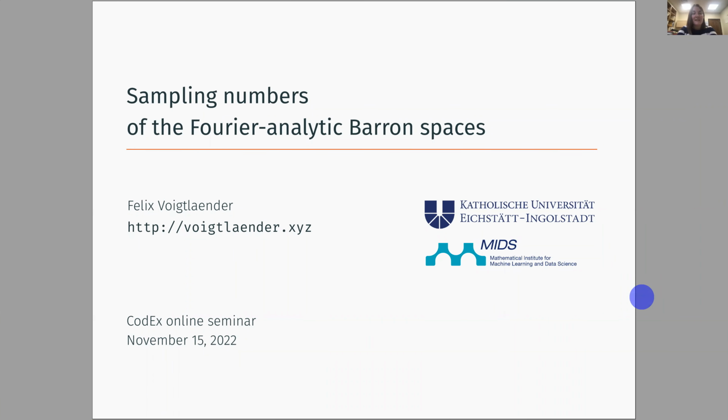Our speaker today is Felix Voigtländer, who is the professor for mathematics and reliable machine learning at the Mathematical Institute for Machine Learning and Data Science at KU Eichstätt-Ingolstadt. Dr. Voigtländer works in the mathematics of machine learning, functional analysis, and harmonic analysis. Today, he will tell us about the sampling numbers of Fourier-type Barron spaces.